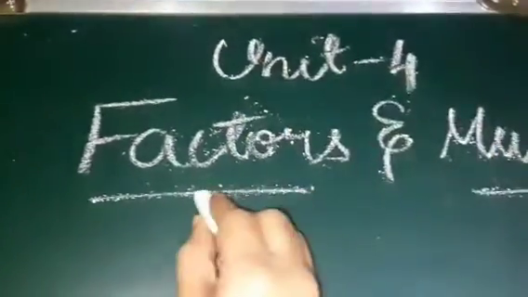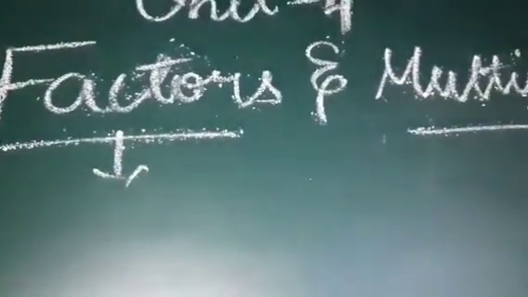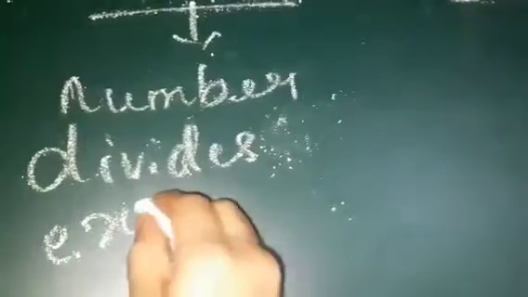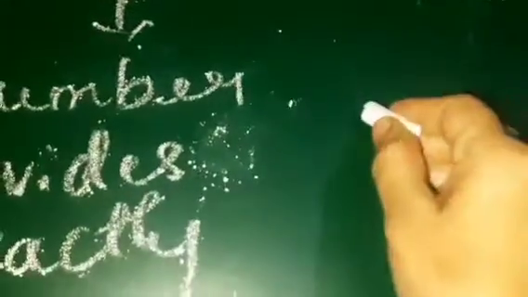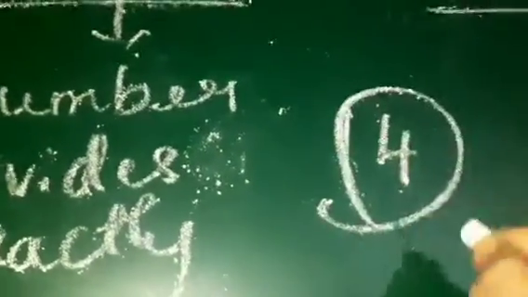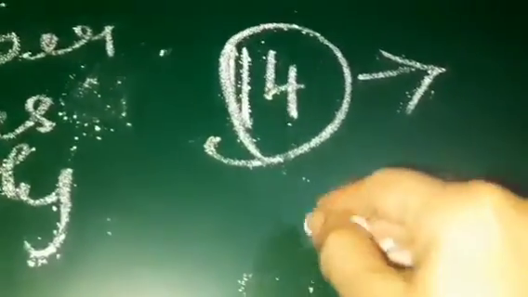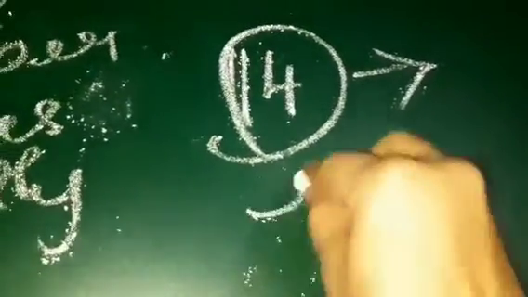Unit 4, factors and multiples. A factor is nothing but a number which divides another number exactly. For example, 14 is a number, so this will be exactly divisible by 7 and 2. So these 2 are said to be the factors.